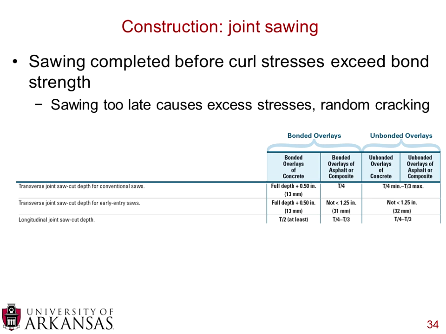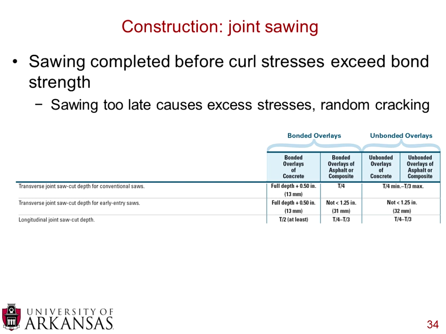And then the last thing during construction that's important is your joint sawing. You want to make sure that you saw before your curl stresses exceed the bond strength. If you wait too long, if you have a bonded pavement, that'll simply pop off of what you're trying to bind it to beneath there, unless you saw it, and then you'll have that good bonded surface. If you do saw too late, you can have excessive stresses and also random cracking.